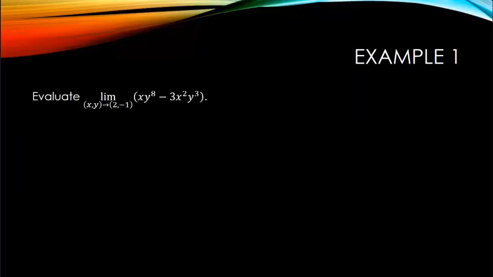So now let's work an example. I want to evaluate the limit as (x,y) approaches (2,-1) of the function x y to the 8th minus 3x squared y cubed. I'm going to use the limit law for the difference of two functions here, so that the limit becomes the limit as (x,y) approaches (2,-1) of x y to the 8th minus the limit as (x,y) approaches (2,-1) of 3x squared y cubed. I can find these limits using direct substitution, and I get 2 plus 12, or 14.